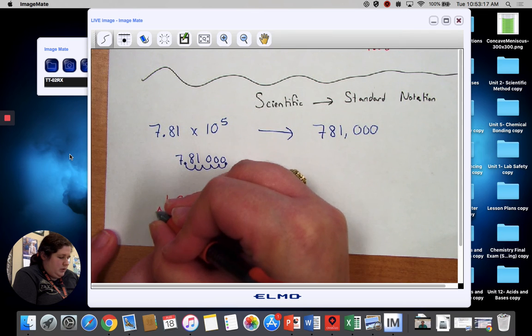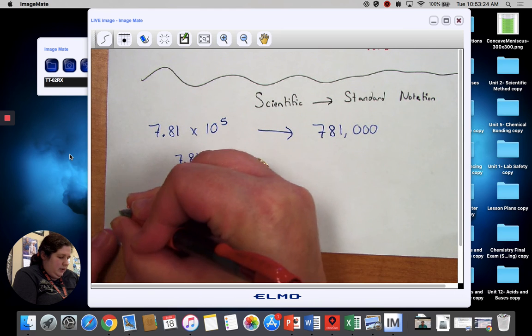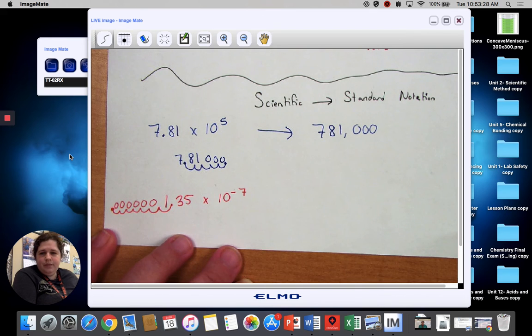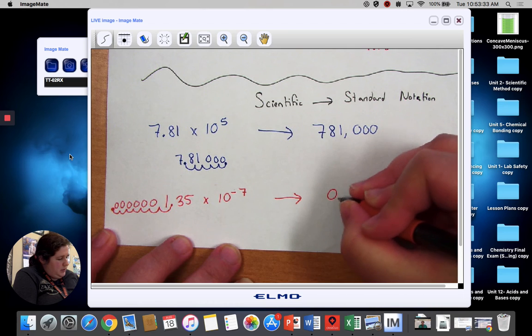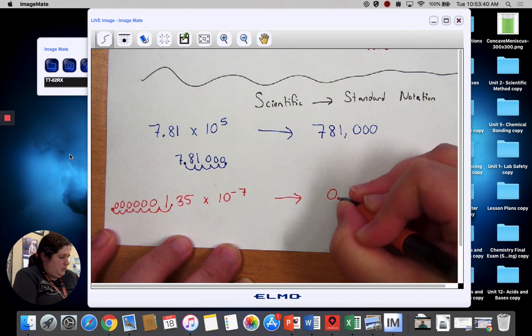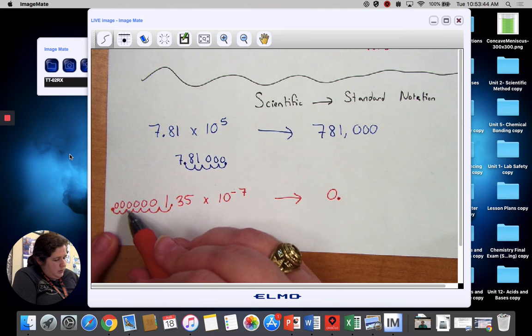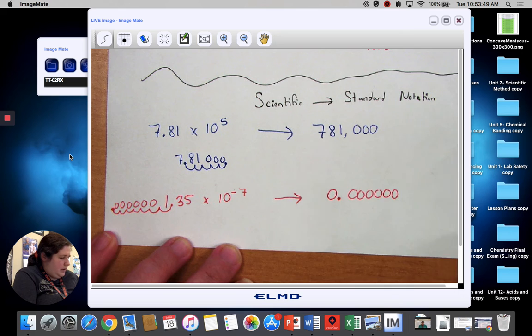So 1, 2, add a 0, 3, add a 0, 4, add a 0, 5, add a 0, 6, add a 0, 7, add a 0, and a decimal place. Okay, so it is 0 point, notice I always put that front 0 on there as a placeholder. If not, it will be counted wrong. Okay, 1, 2, 3, 4, 5, 6 zeros. And 1, 3, 5.